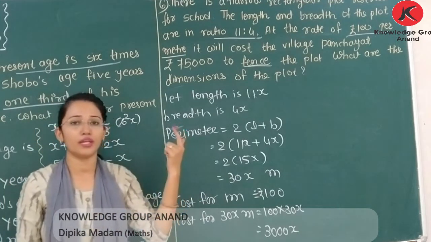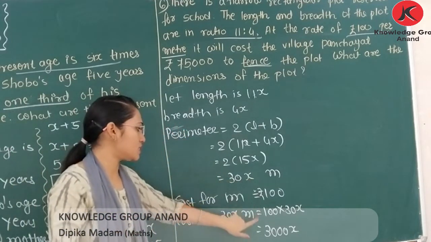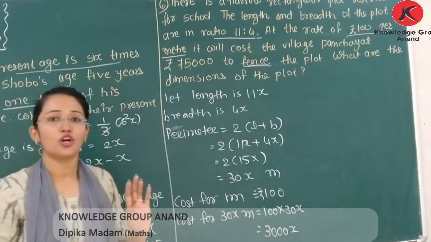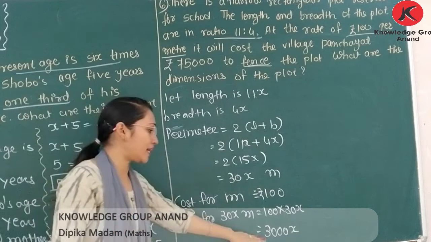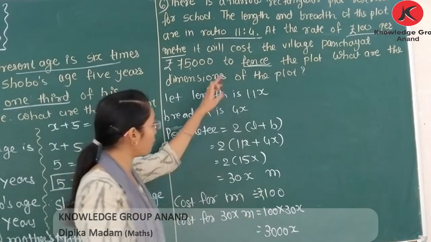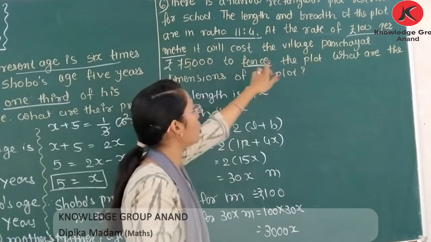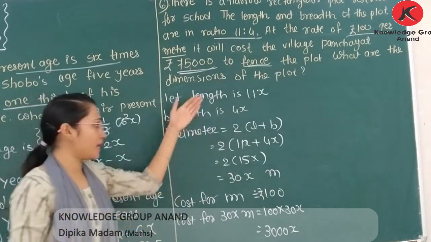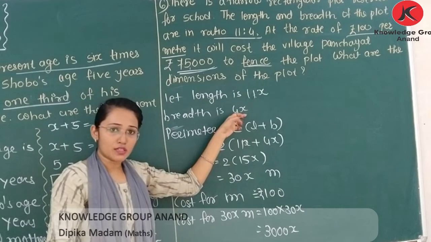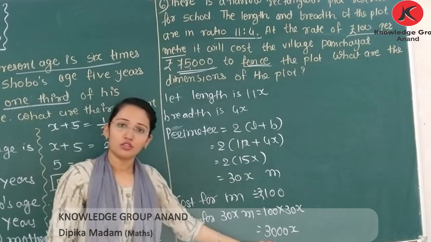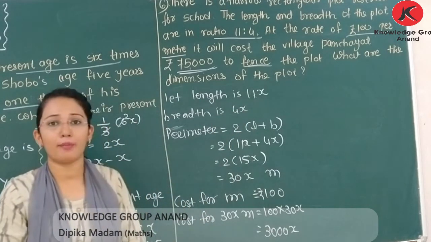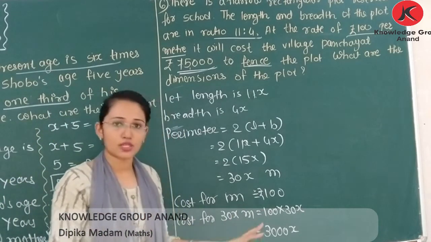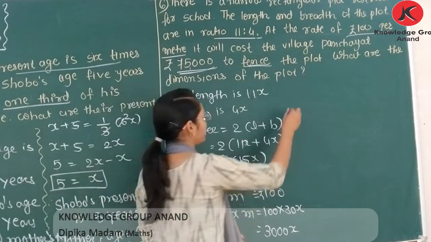How many meters is the boundary to be made? 30x means it is multiplied with 100. So it is 3000x rupees, that is the cost of fencing. But in the question it is written, it will cost the village panchayat 75,000. Okay, if we start with the variable, we find the cost 3000x. But how many rupees have they given? 75,000. That means 3000x is equal to 75,000.